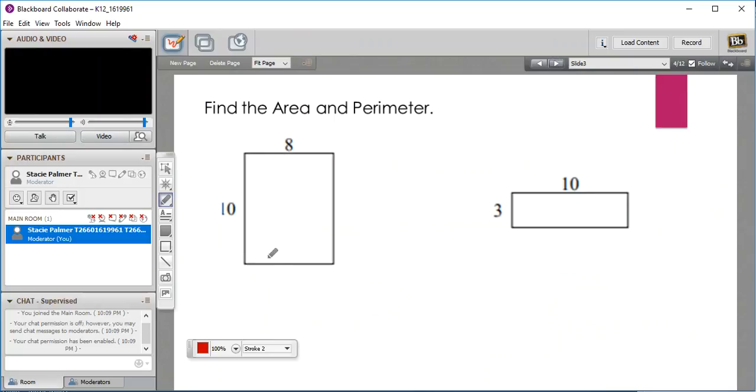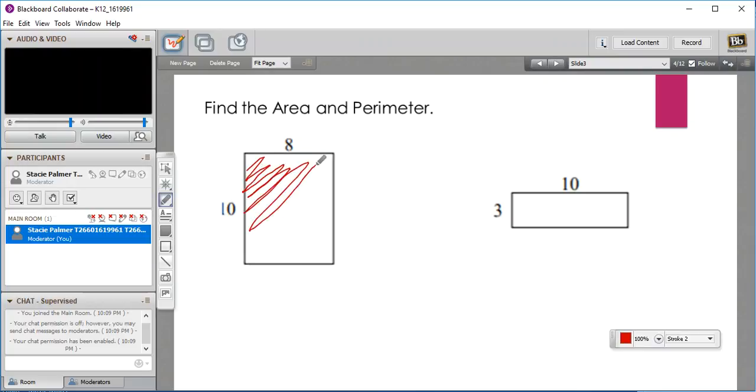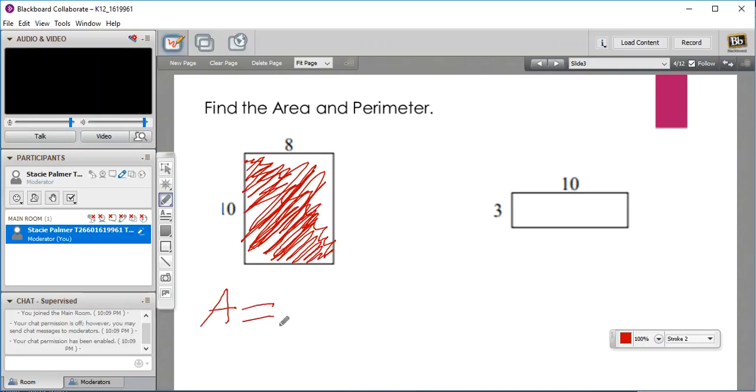So let's go ahead and try that on these two rectangles here. Let's find the area. Remember, the area is the space on the inside of the rectangle. So to find area, we do length times width, which means we're just going to do 10 times 8, which is 80. So the area of this rectangle would be 80.